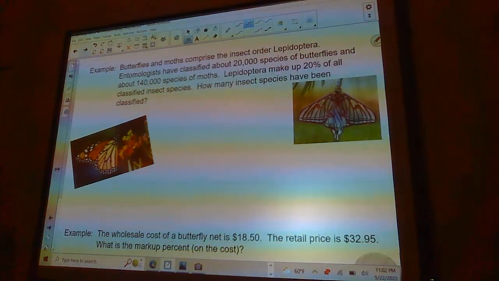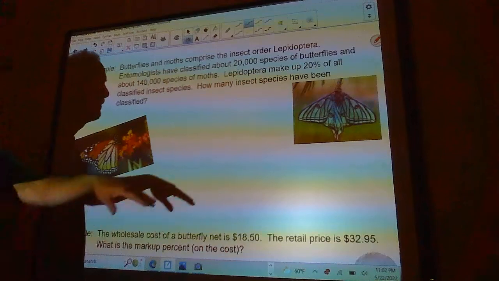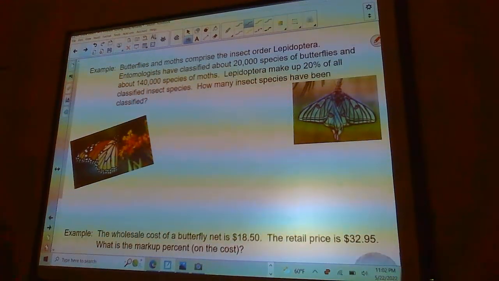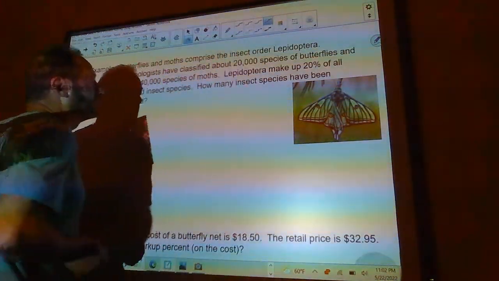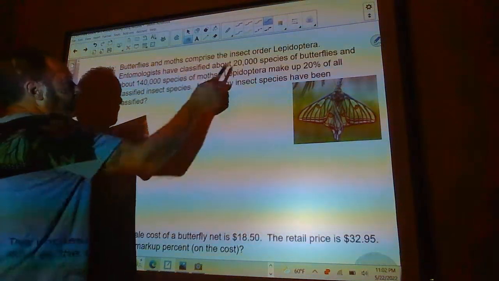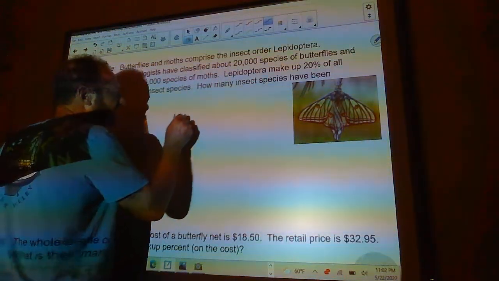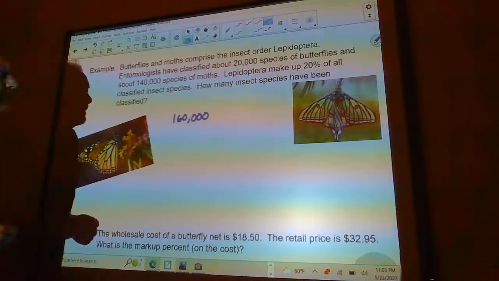Butterflies and moths comprise the insect order Lepidoptera. Entomologists have classified about 20,000 species of butterflies and about 140,000 species of moths. So we've got a butterfly here, and a moth over here. Lepidoptera make up 20% of all classified insect species. How many insect species have been classified? There have been a total of 140,000 plus 20,000, so that's 160,000 Lepidoptera.